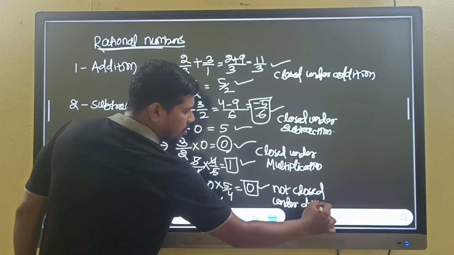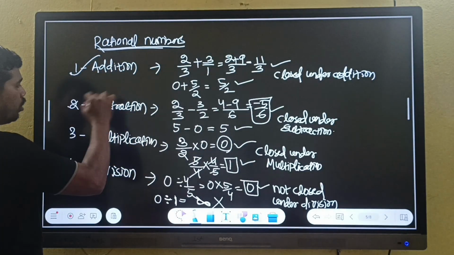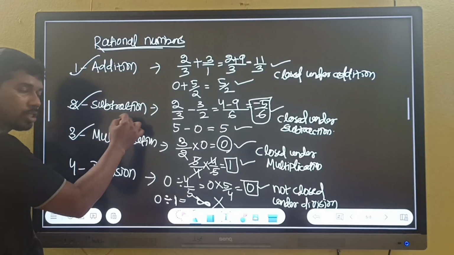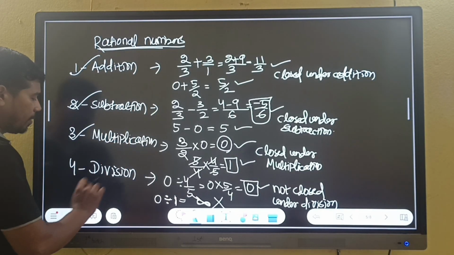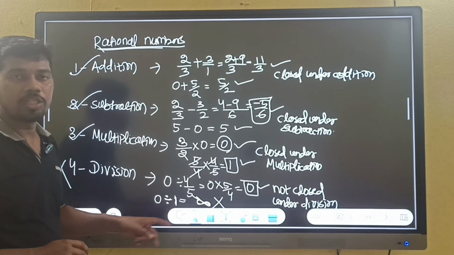So except the division, each and everything is possible in closure property. These all are closed under addition, closed under subtraction, closed under multiplication, but division is not possible. Why? Because the value is not defined.